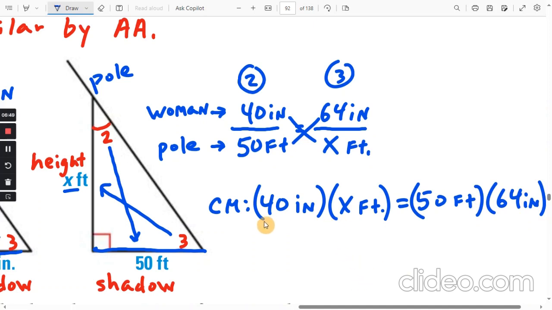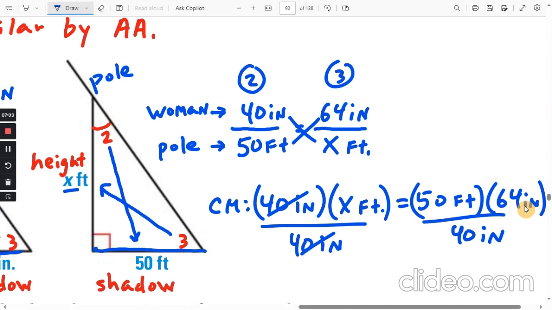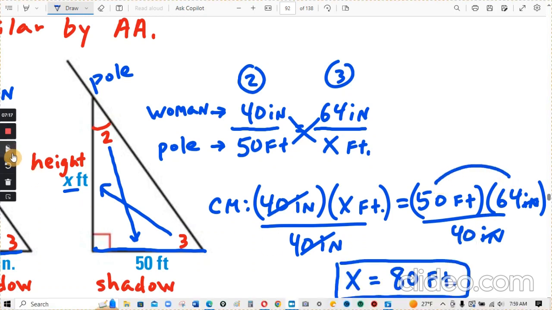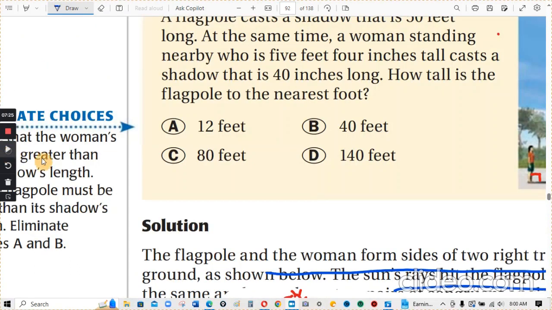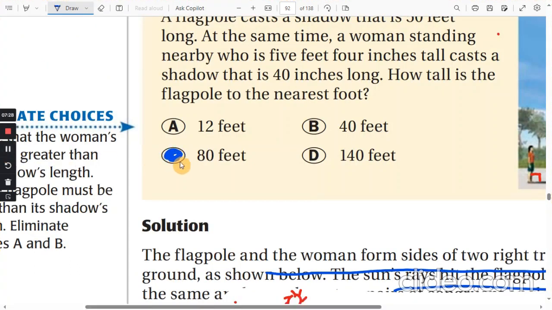All right, solving for X. The opposite of times 40 is divided by 40. All right, 40 inches divided by 40 inches cancel. Inches divided by inches cancel. And you can cancel units or just do this whole thing on the calculator and you'd get X. All right, so I'm going to do 50 times 64 divided by 40. And I get X equals 80 feet. And that is answer choice C, 80 feet.